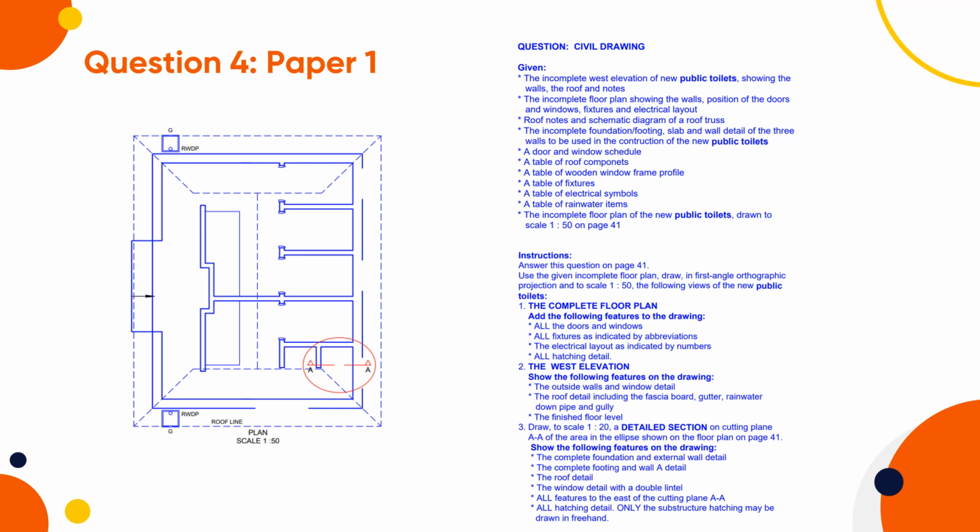That they ask us to make sure to complete the floor plan. We need to make sure that we are able to show all the different features on the drawings, especially on the west elevation, and you'll see specifically with the last part of the question, on a scale of 1 to 20, a detailed section. Using, again, also the first angle orthographic principle to help us to successfully complete the question. Knowing our symbols, knowing our different sanitary fixtures, as well as our electrical fixtures, and making sure that we're able to label all the information correctly, including hatching detail.